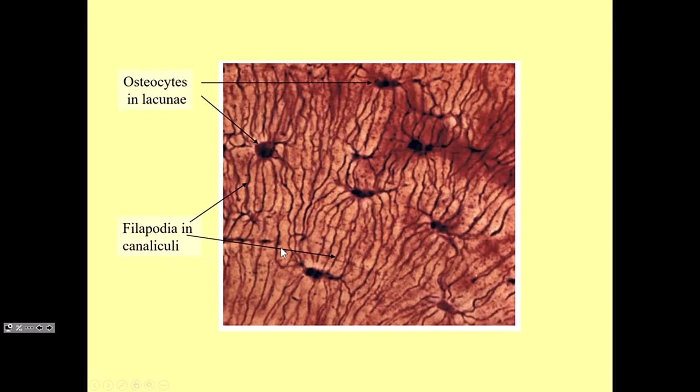Compact bone contains osteocytes in lacunae, and we can see now the filopodia between adjacent canaliculi, and the filopodia make a communication with adjacent cells. So you can get a chain of 20 osteocytes communicating via the filopodia from one cell to another. And eventually, of course, they'll communicate with the outside of the bone where they can pick up nutrients from blood vessels and so on.